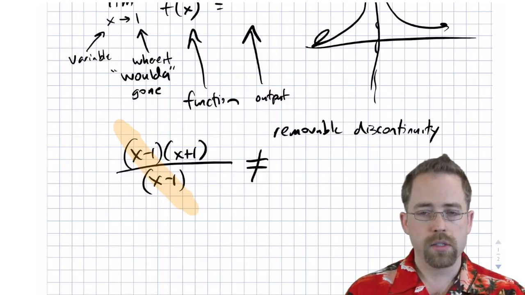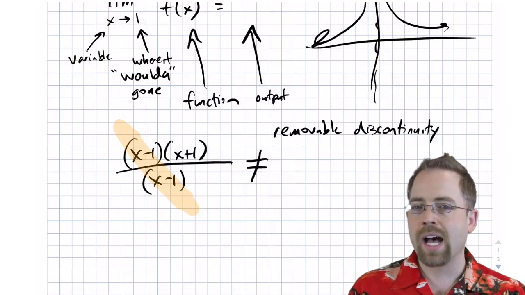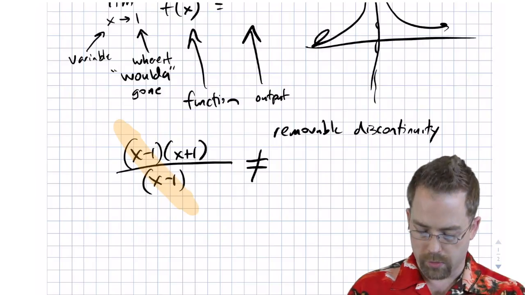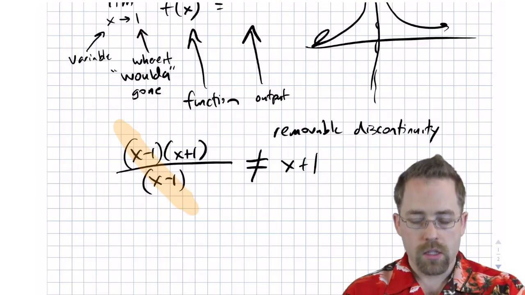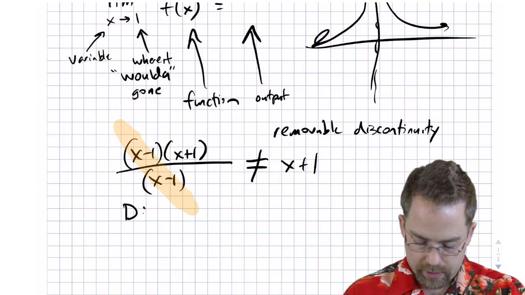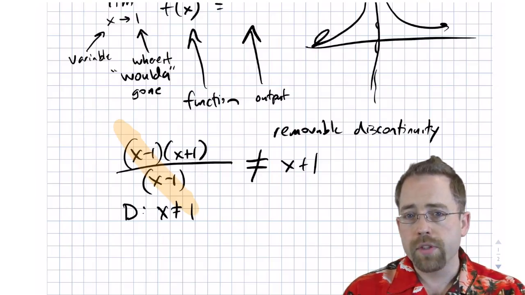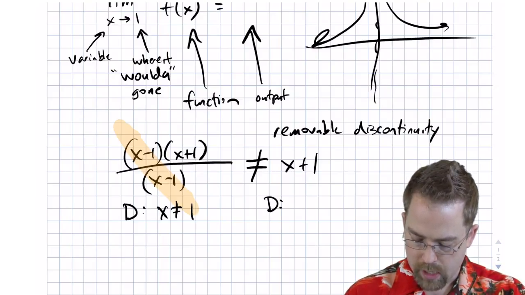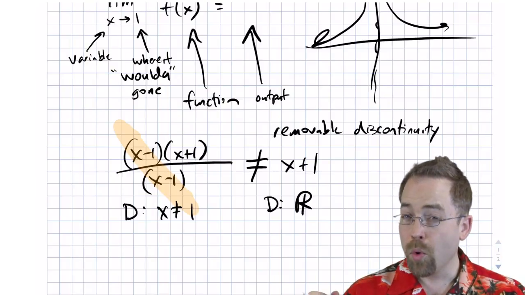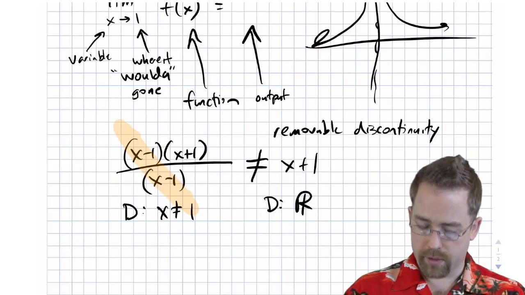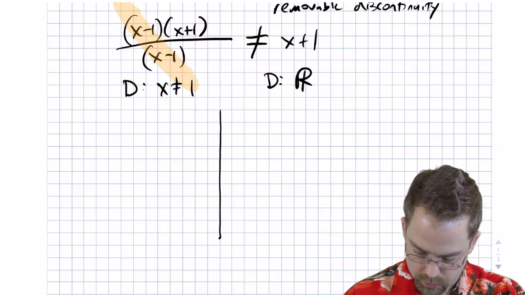Well, if you do that, because there's a variable in the denominator, you're making something not 100% identical to the original. The domain of this one right here was that x cannot be equal to 1, versus the domain of this new function that we've made, which is all real numbers, anything can be plugged into there. So it's a more useful version, but it's not identical. So what does that look like?